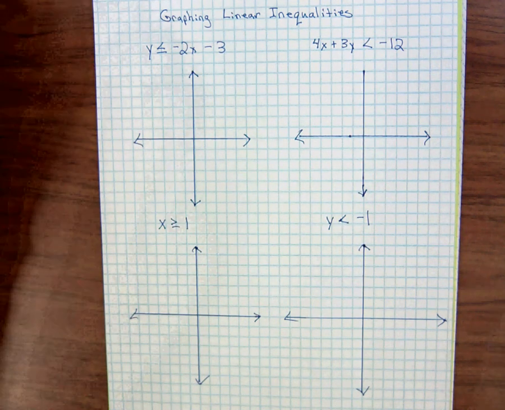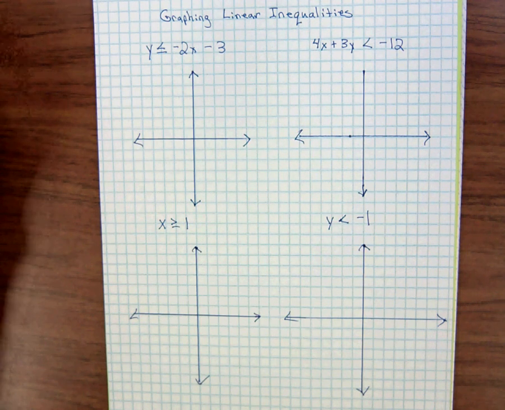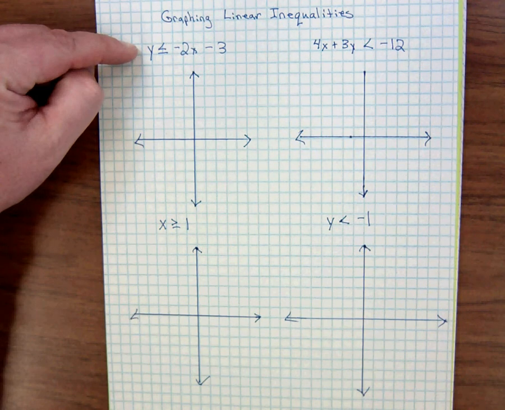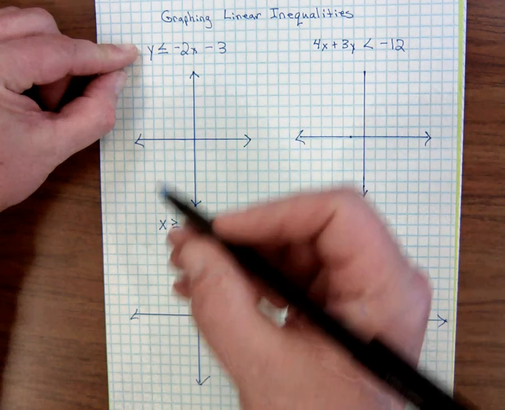We are going to be graphing linear inequalities. So we already know the concept of how to graph a line. So that's one thing that we're going to be using. So in this example, we have it in slope-intercept form. So we're going to use that prior knowledge to help us draw a line.